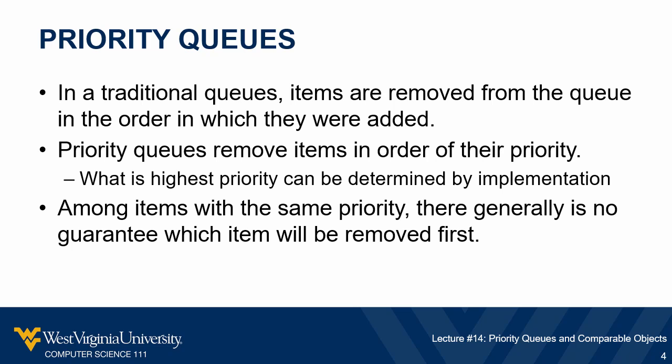And as we create our priority queue, we can determine what we want to make the highest priority. So that's part of the design of our implementation. In a priority queue, if we have multiple items that have that same priority, there normally isn't any particular guarantee as to which one will be returned first, although there are ways in our implementation that we can use the order that things were inserted as part of determining the priority, or to serve as a tiebreaker.